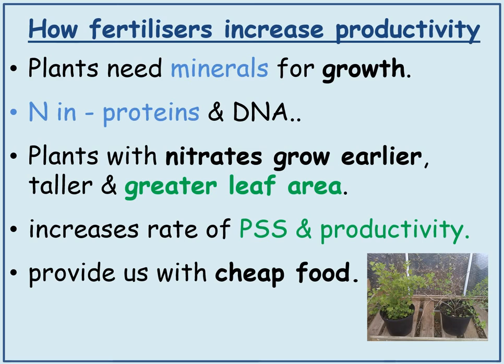Plants need minerals for growth. Nitrogen is found in proteins and DNA. Plants with nitrates grow earlier, taller and have a greater leaf area. This increases the rate of photosynthesis and productivity. This provides us with cheap food.